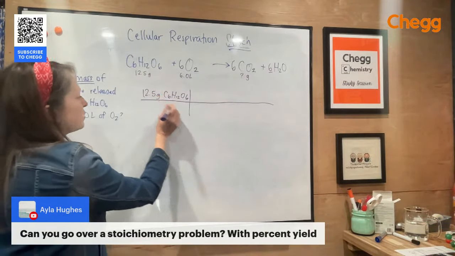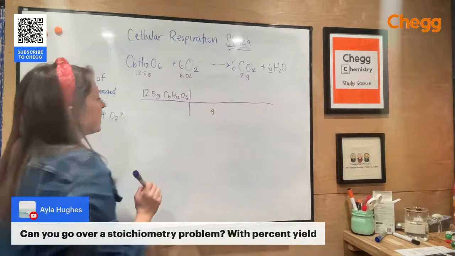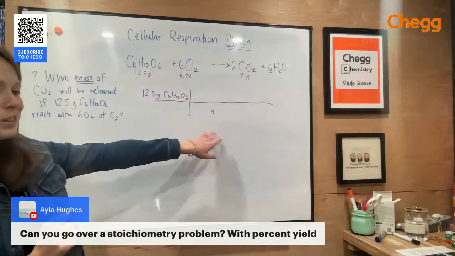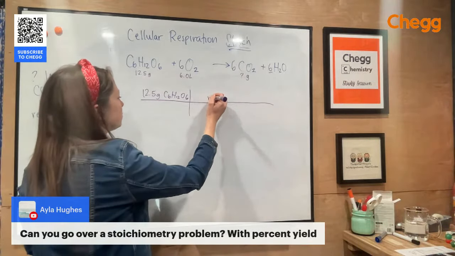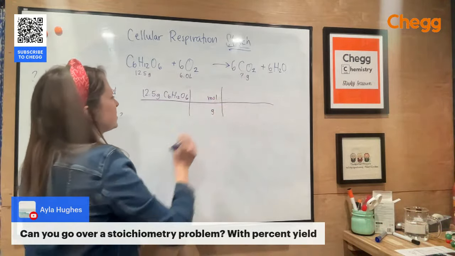So I want this to cancel out, so I'm going to put it in the opposite side. Whatever's in the numerator goes to the denominator. Whatever I'm trying to convert into goes in the opposite spot. All right, so I'm going to use my molar mass here.